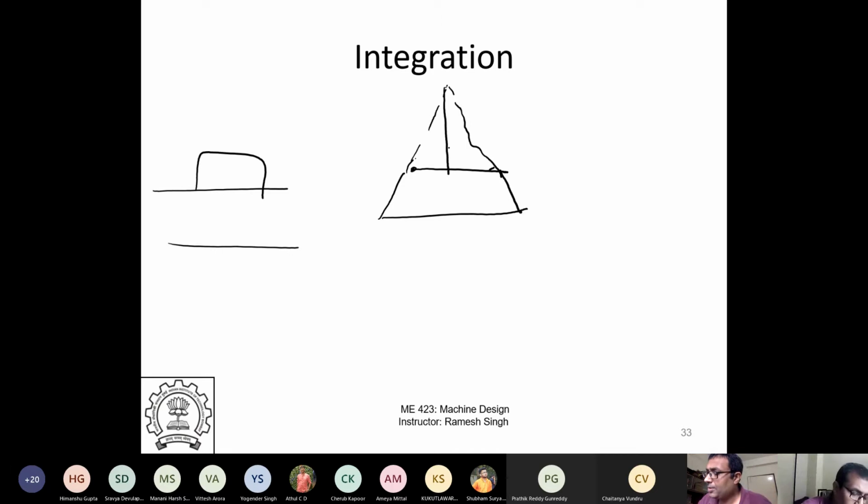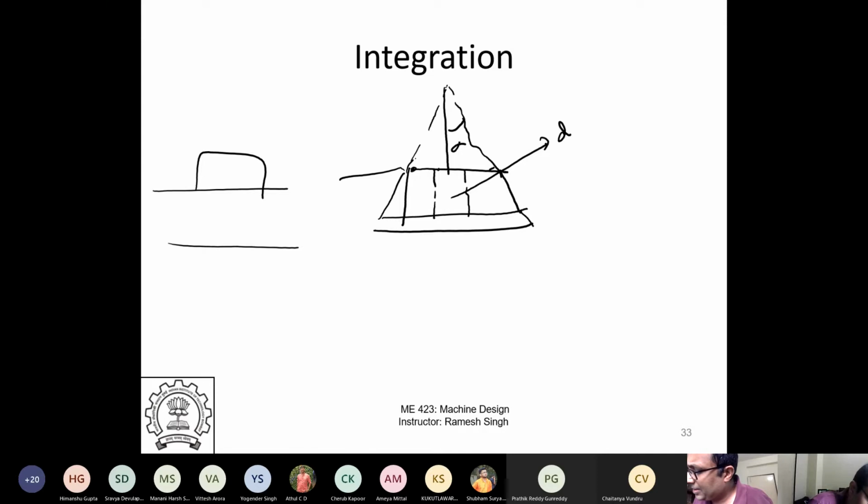And I say the half angle is alpha, and this is my bolt diameter D. So this area is hollow, with diameter D, and the bolt goes through this. Now if I assume that I am at X distance from the top, I take a strip dx here.